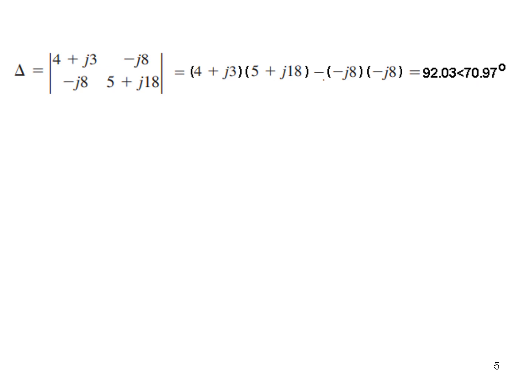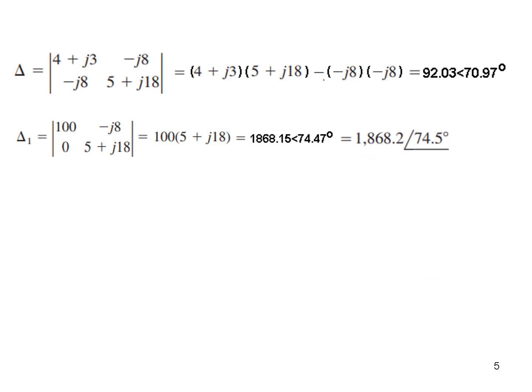Okay, so the answer you will get is 92.03 angle 70.97. Exactly the same way we'll solve delta 1. This minus this is 0, so only this term remains, and in polar form we get the answer with the help of the calculator. So this is the final value. I'm just matching it with the value given in the book, so there is no confusion. Similarly, for delta 2, this will be 0, so only this term is left, so 80 angle 90.